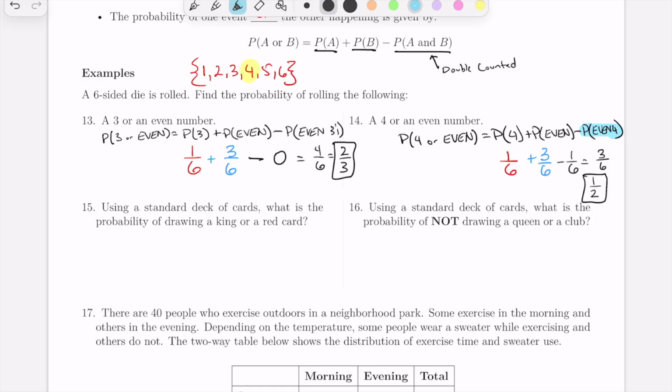I could also highlight all of the evens. And now everything that's highlighted is an even or a 4. And you can see there's 3 out of the 6 are highlighted.